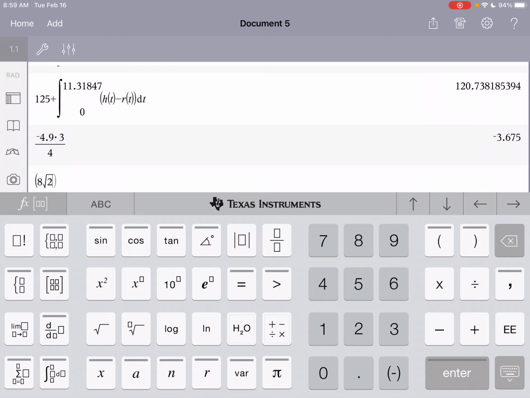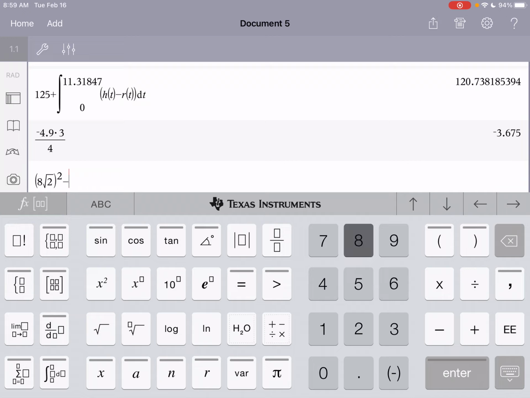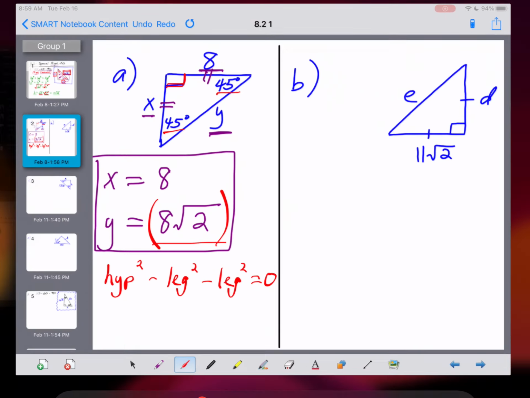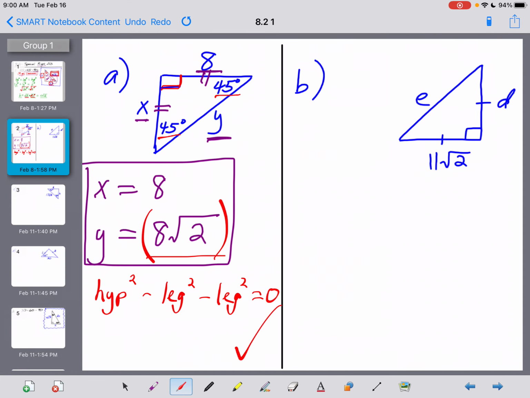8 times the square root of 2, get out of there, close the parenthesis, and square it. Minus 8 squared minus another 8 squared, and I believe the TI Inspire CAS won't let me down. That gives me the exact answer of 0 that I was looking for. This is an incredibly sophisticated calculator that I'm using right here, guys. So anyway, back to it. This little test here worked out, so I feel pretty good about that answer.